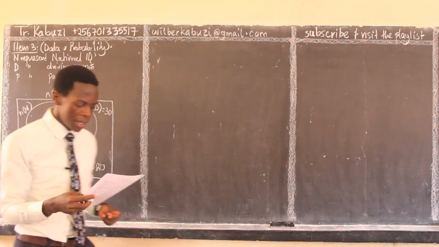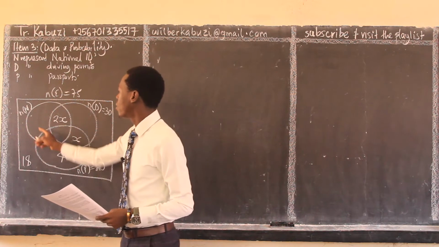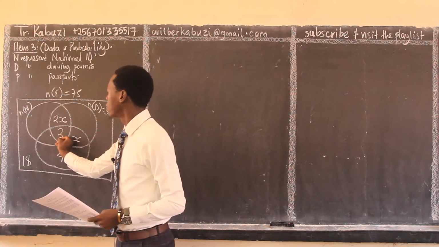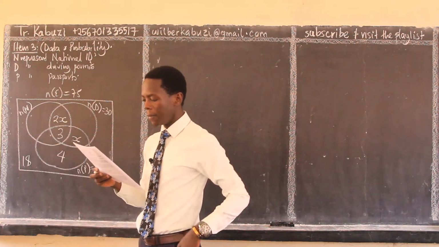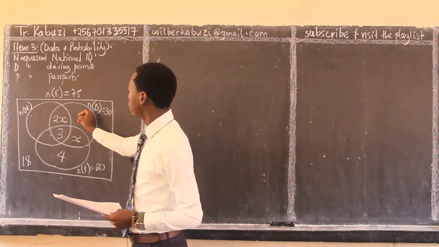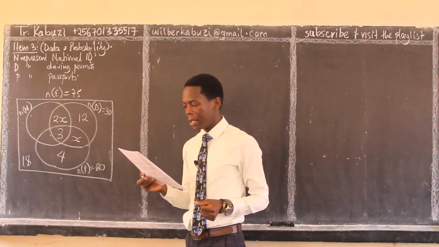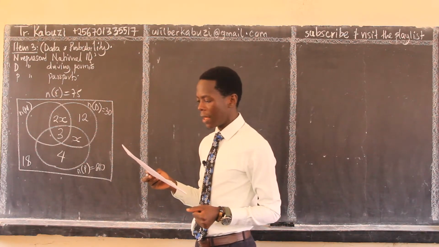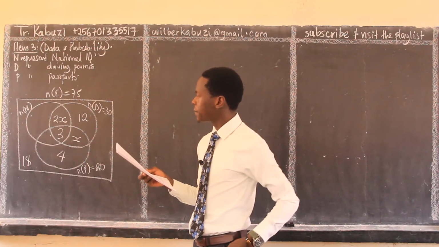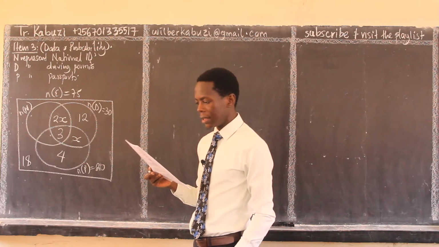Then we continue. 3 people had all the 3 documents, so 3 people there. 12 people had driving permits only. And then they continue to say James has to report about the number of people who have national identity cards.